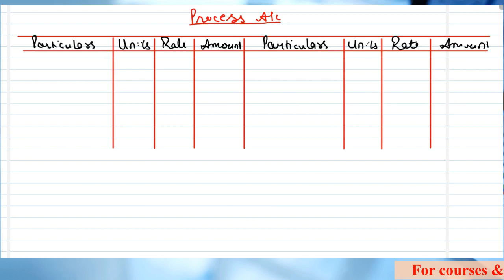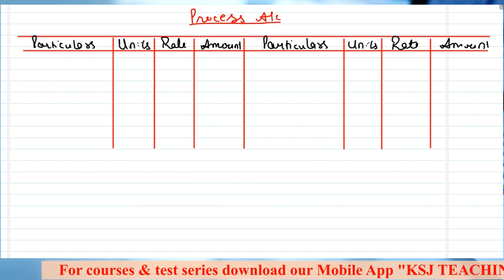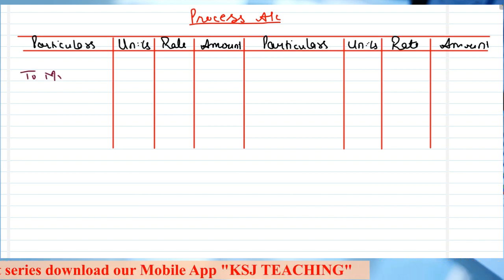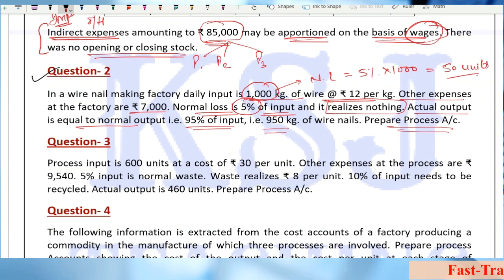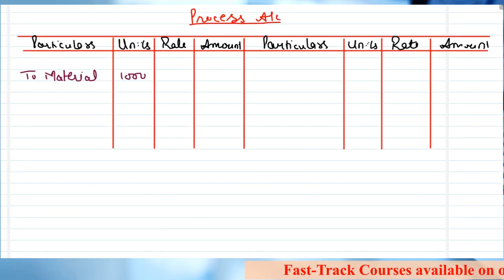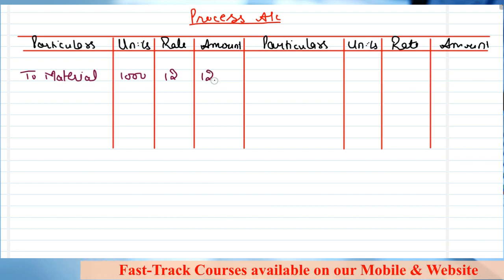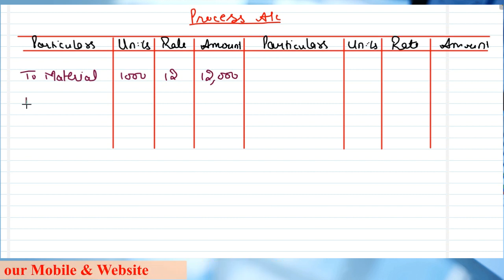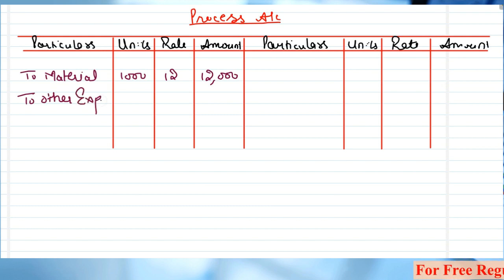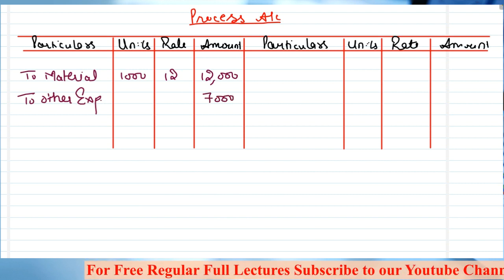So first thing is the input of material, right? So I will write here to material. How many units? 1000 units. And what is the rate given to you? 12 per kg, right? So what is the amount? 12,000, right? And whatever is given to other expenses, that is given to you as 7,000 rupees.